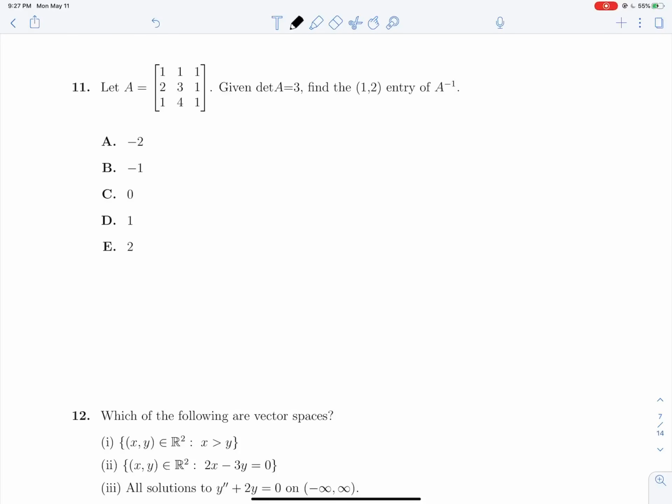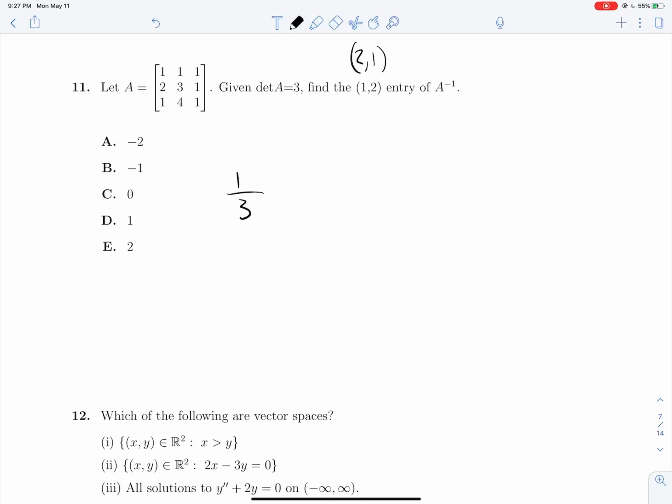11, we have a matrix A. Given that the determinant of A is 3, find the 1, 2 entry of A inverse. Well, every single entry of A inverse will be multiplied by 1 over the determinant of A. So we have 1 over 3. And what is the 1, 2 entry of A inverse? Well, that's going to be the 2, 1 cofactor of A.